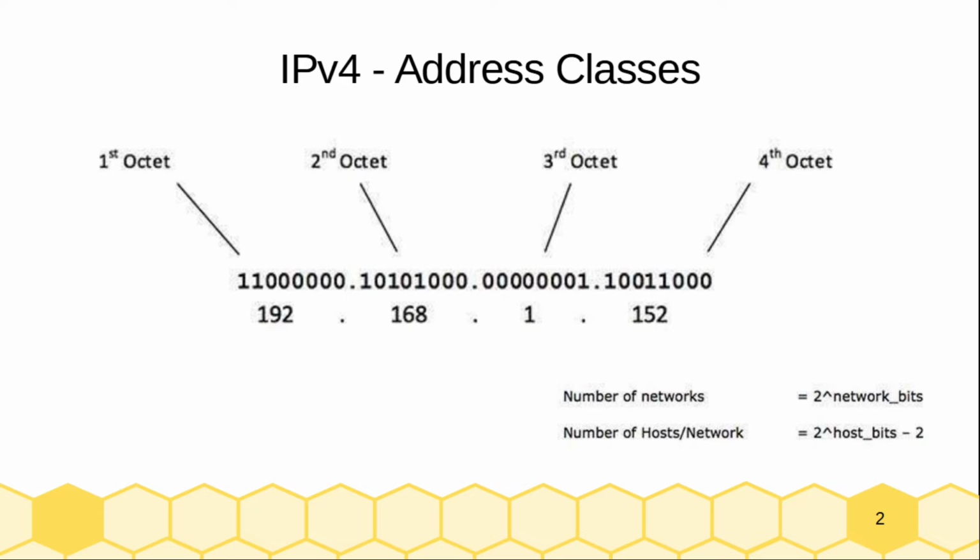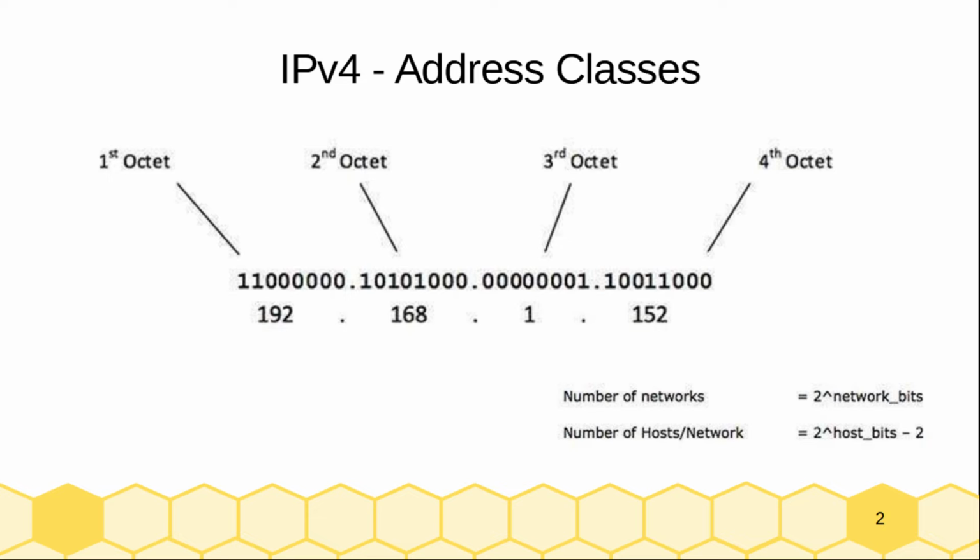The number of networks and the number of hosts per class can be calculated by this formula. To calculate the number of networks, it will be 2 power the number of on bits. On bit will always be 1. If we count the number of on bits, that means the network bits. Network bit means 1. If in any octet position there is a 1, we count it as one bit.